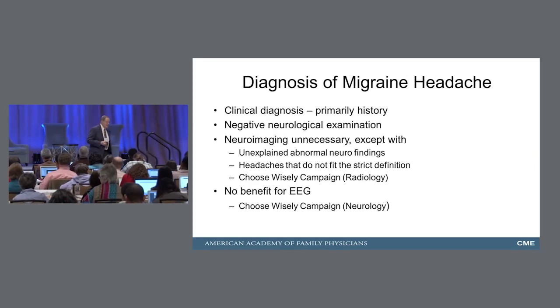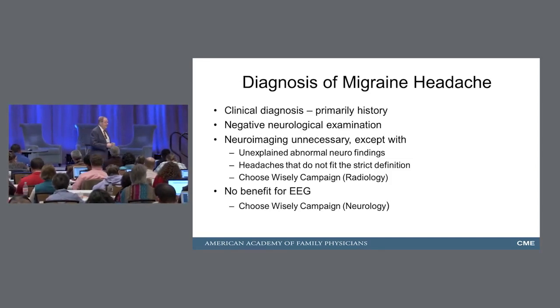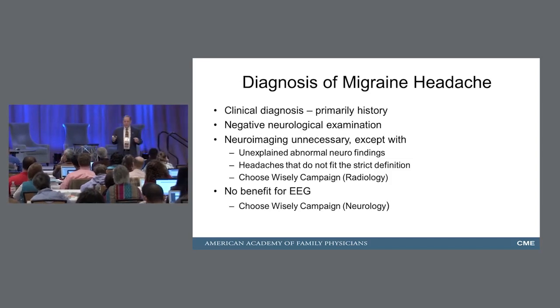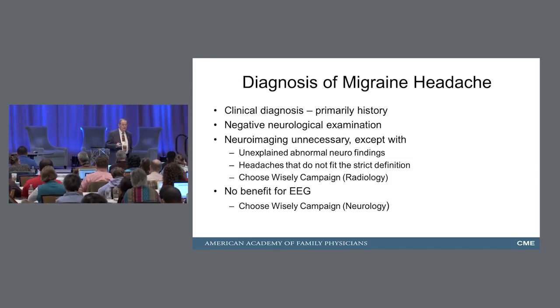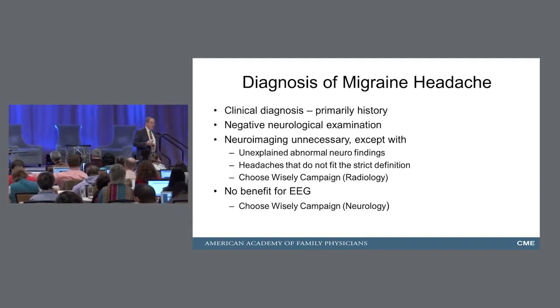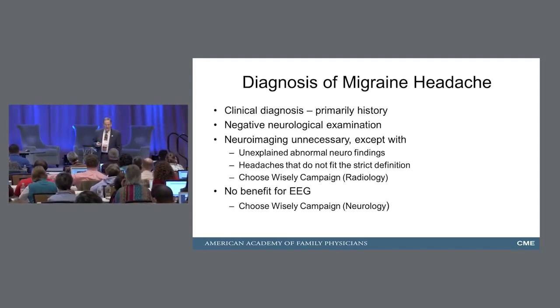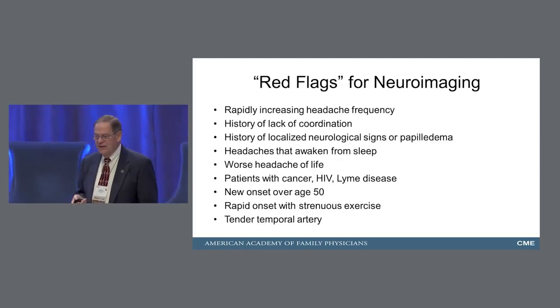It's primarily clinical. It's a clinical diagnosis, and the physical examination should reveal a completely negative neurological examination. And here's where these diagnostic criteria come into play. If they fit the diagnostic criteria we just reviewed, you do not need to image these patients. You image them if they have unexplained neurological symptoms or if they don't fit the definition. And there's a nice article and patient handout on this, again, in the Choose Wisely campaign. Also, there's no benefit for EEG. And again, I would refer you to the Choose Wisely campaign.